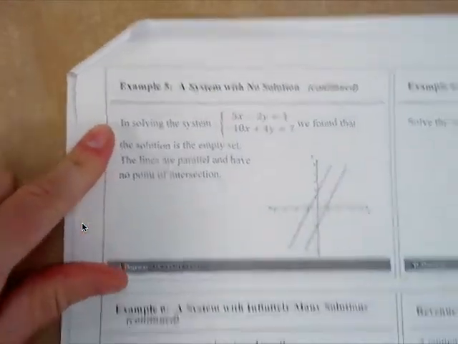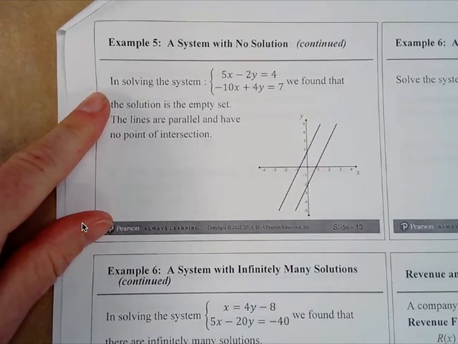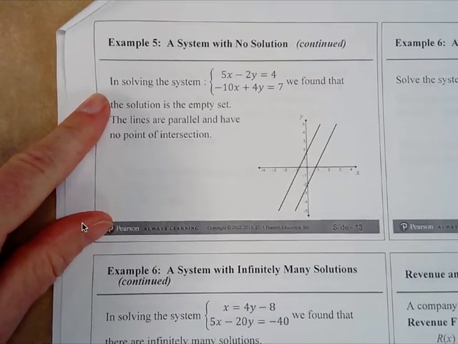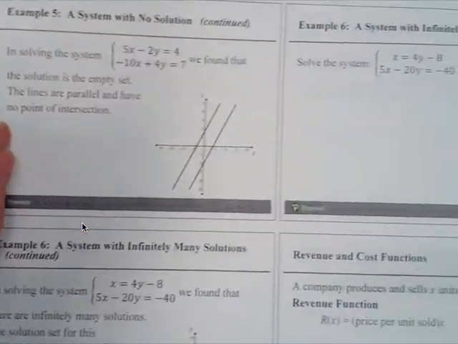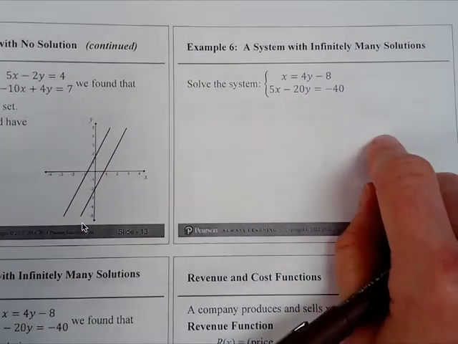So this actually gives you what they look like. It says, in solving the system, we found the solution is empty. The lines are parallel, do not have an intersection. All right, let's look at the next one.